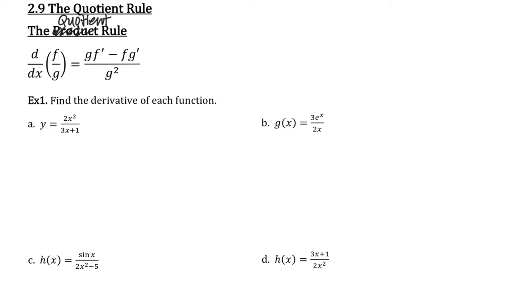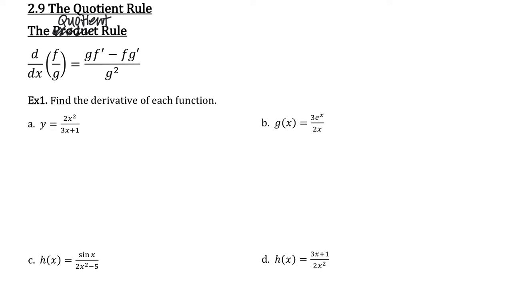Okay, I'm going to tell you how I learned it in high school because it kind of stuck with me. I learned low d high minus high d low, square the bottom, and away we go. Think about that. Low d high minus high d low, square the bottom, and away we go. I'm going to do it that way because I still remember it that way.